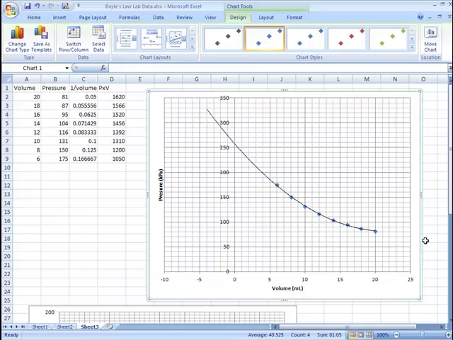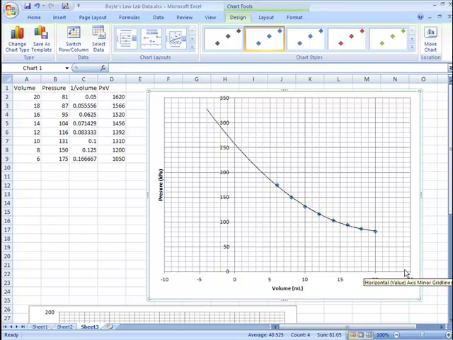What does the graph tell you? As the pressure goes up, what happens to the volume? As the pressure goes up, the volume goes down. As the volume goes up, what happens to the pressure? Goes down. So as the volume goes up, the pressure goes down. As the pressure goes up, the volume goes down.